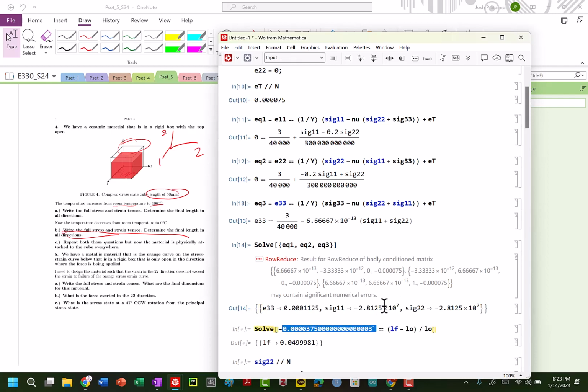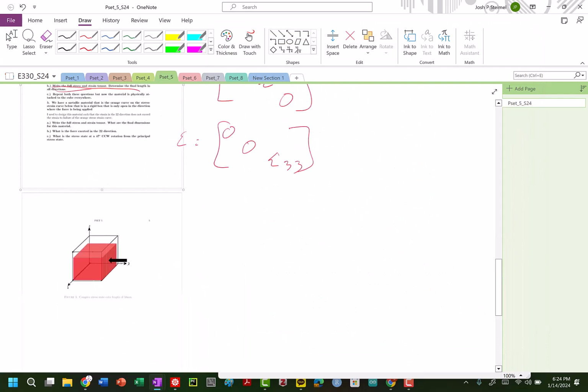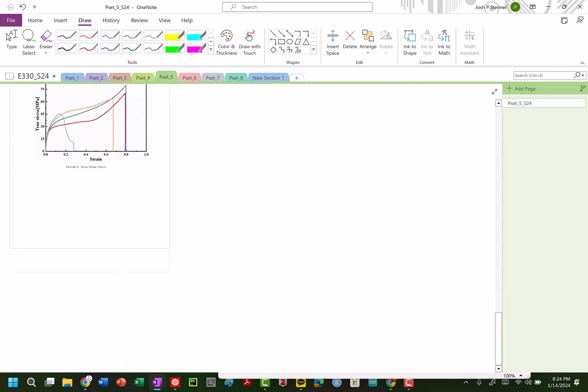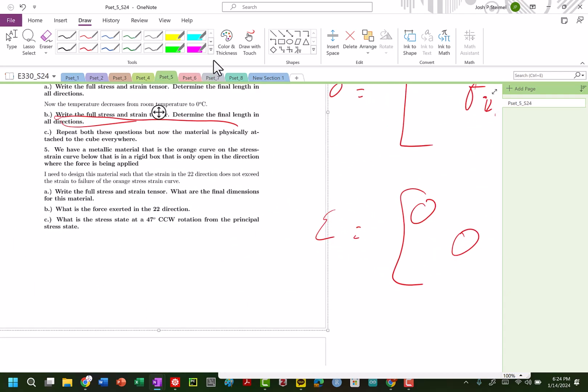The stresses now are negative. So everything, that's the nice part about solid mechanics, is that it all kind of makes sense mathematically in the end. Fantastic. So we just have one problem left. So let's go ahead and get started on number 5 now.